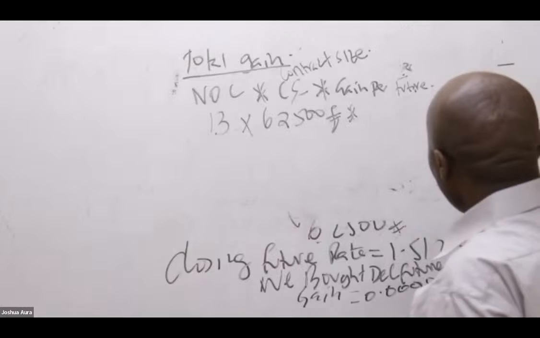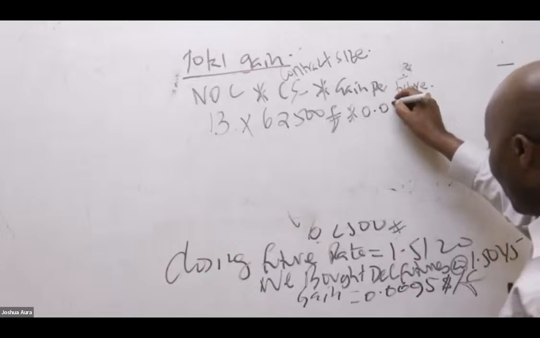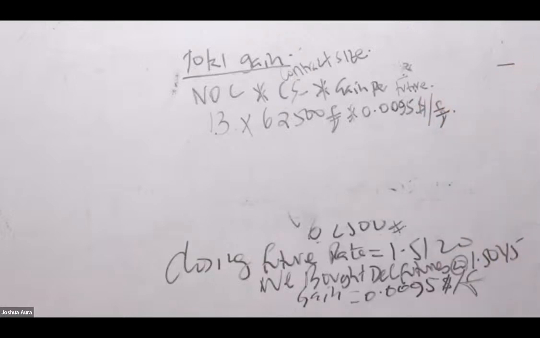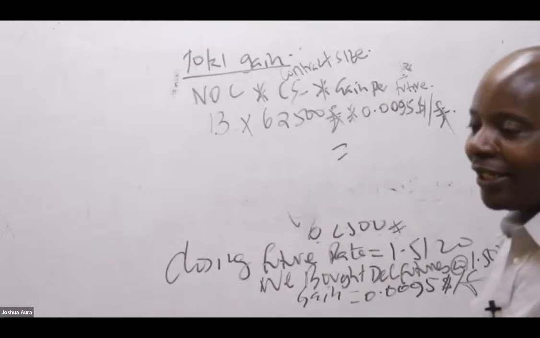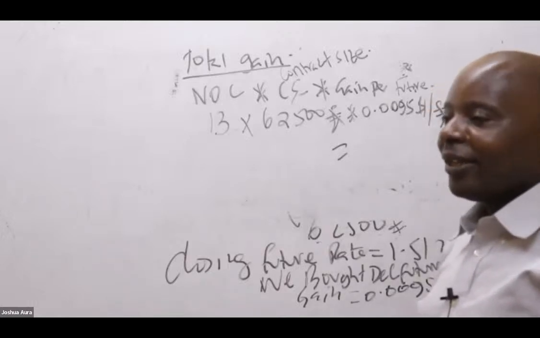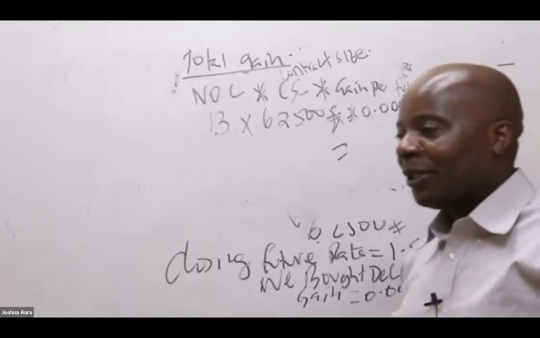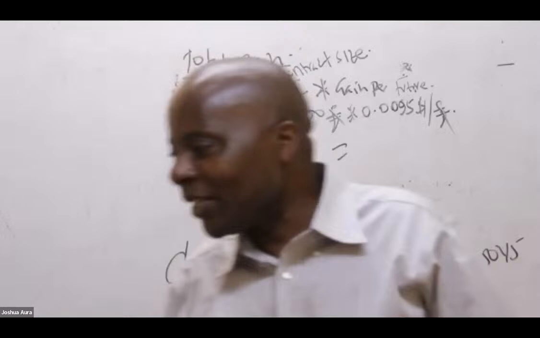The gain per future, ladies and gentlemen, is 0.0095 dollars per pound. Now the pound will cancel. Let me have the final figure. What does the total gain come to? They say 6094.